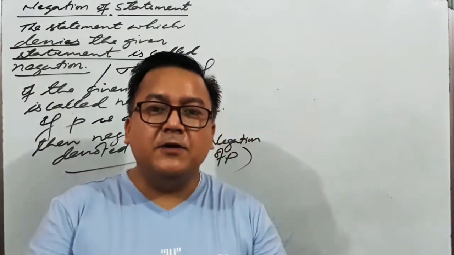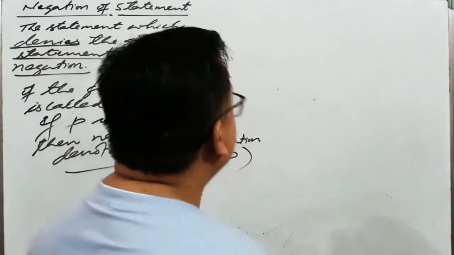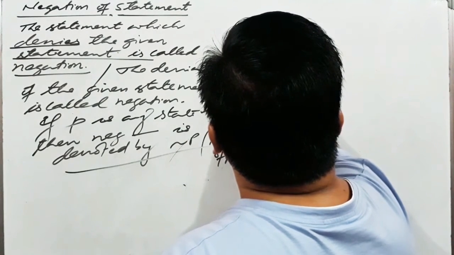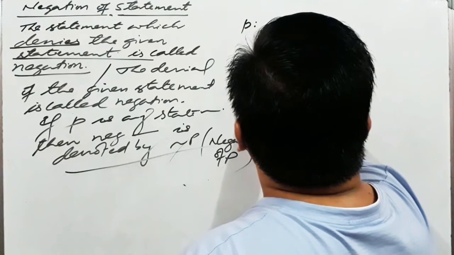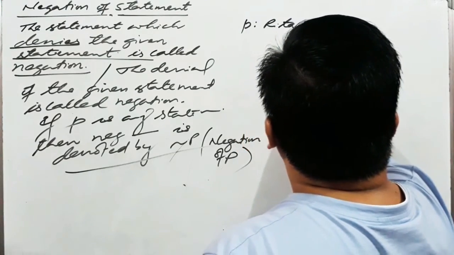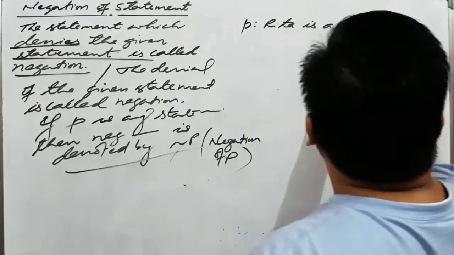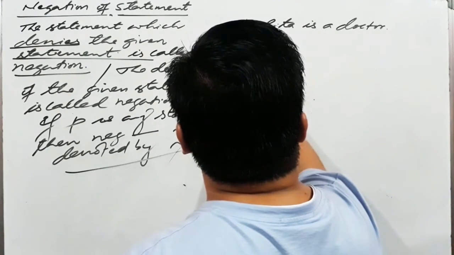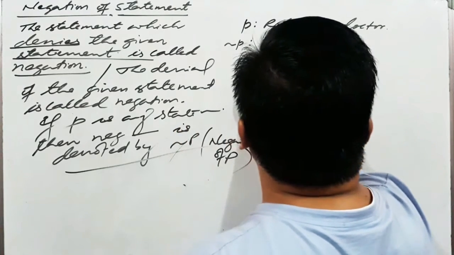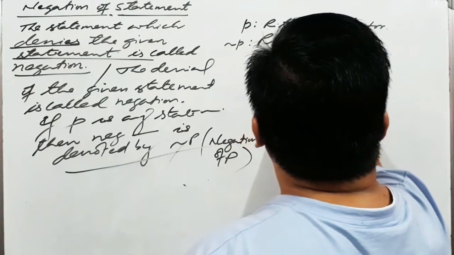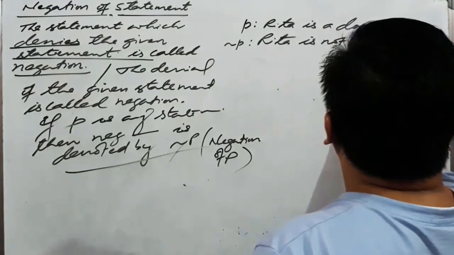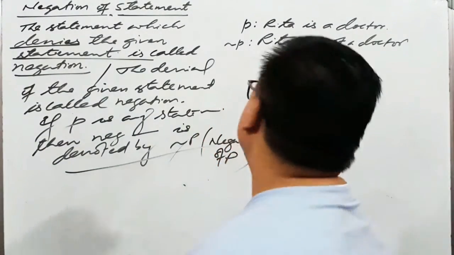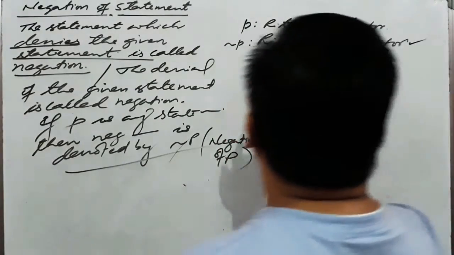If you are not clear, now I am going to give you an example, and from the example you will be clear. Suppose P says that Rita is a doctor. So what will be the negation of P, meaning the denial of the statement? Simply, Rita is not a doctor.